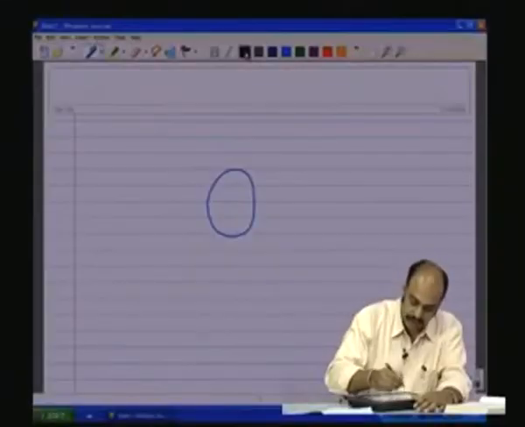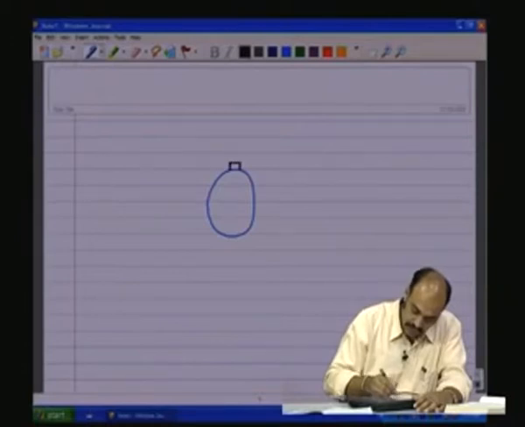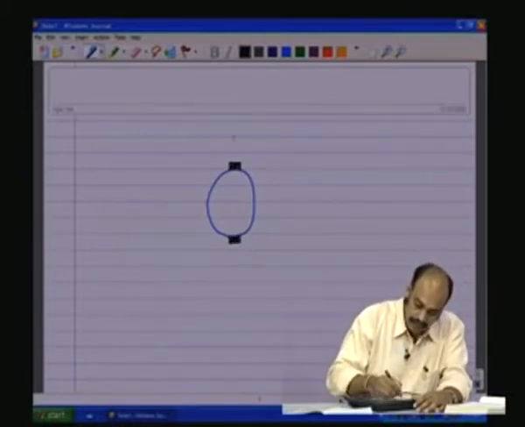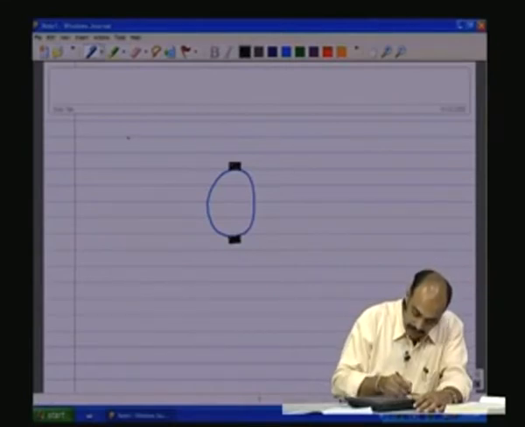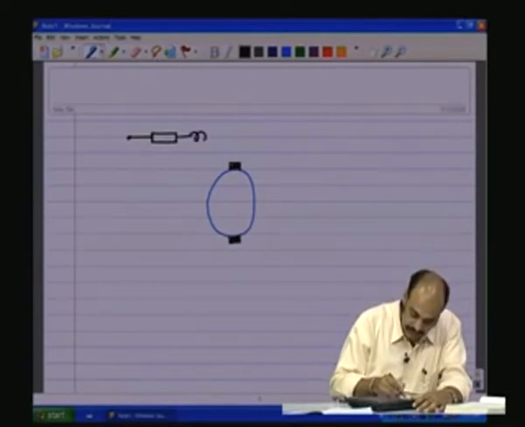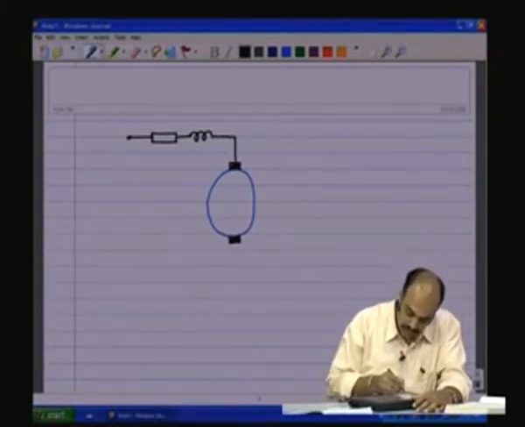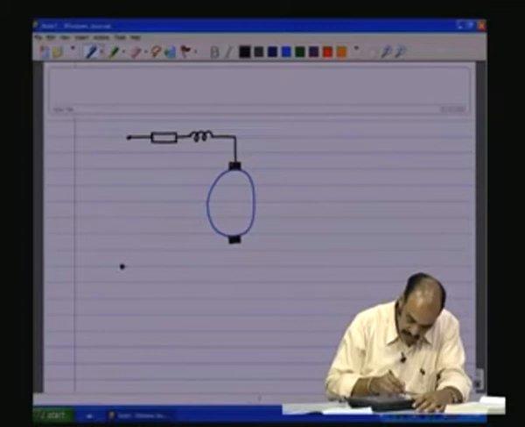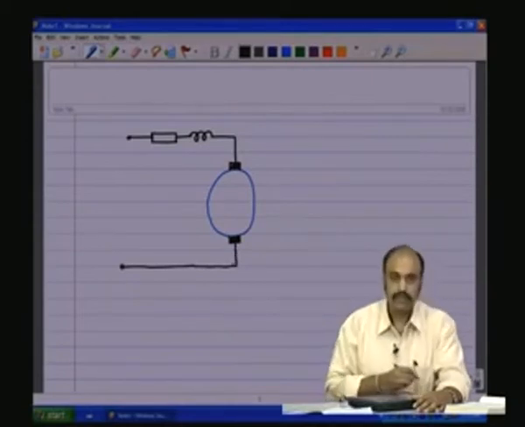We are familiar with the symbology. We have the armature, and to the armature are attached the brushes through the commutator, and we have two non-idealities in the dynamic case. One is RA and the other is LA. RA is the equivalent winding resistance of the armature. LA is the equivalent inductive reactance of the armature.